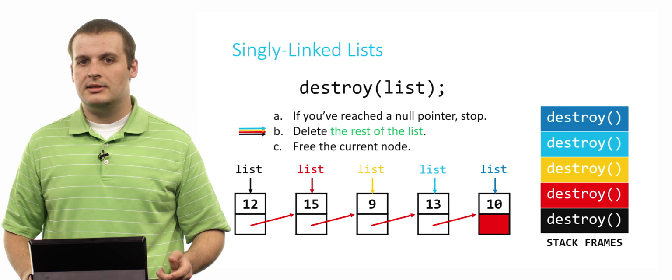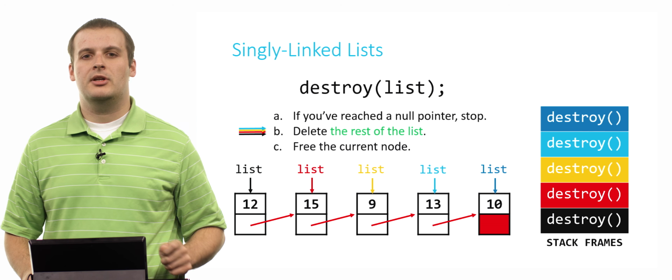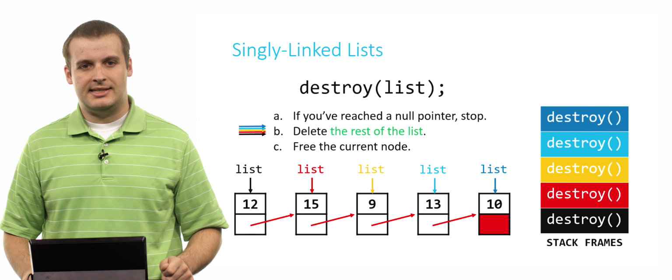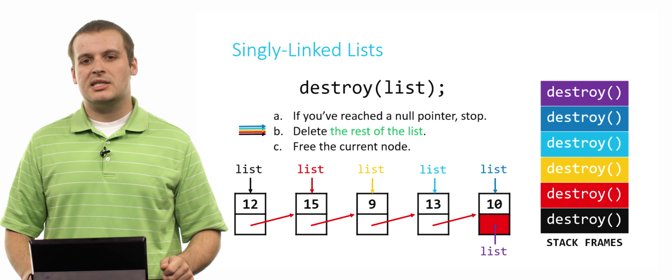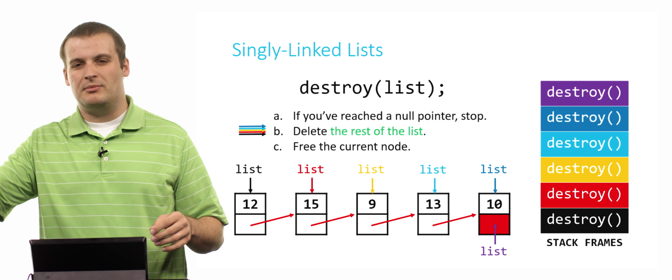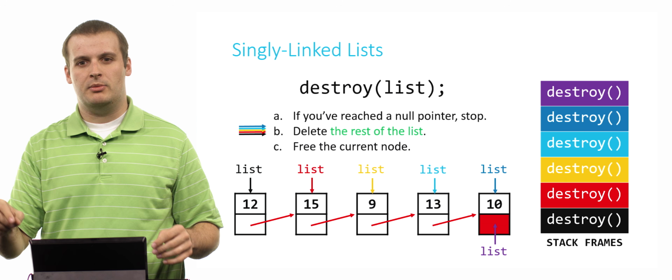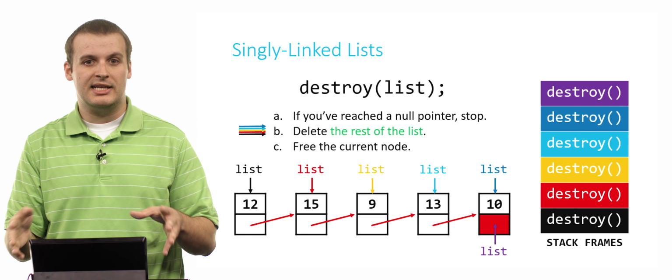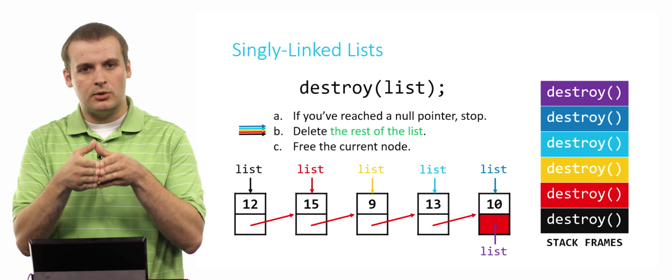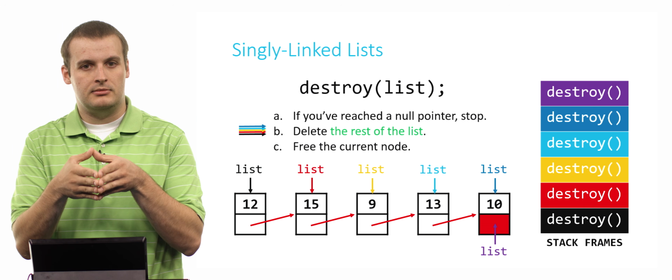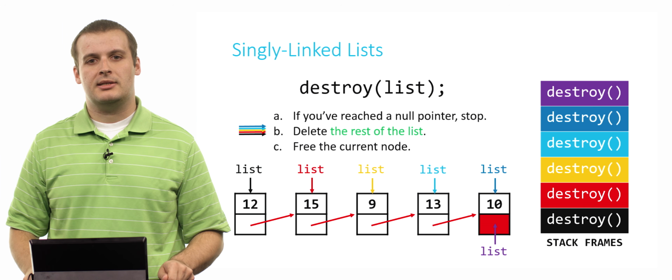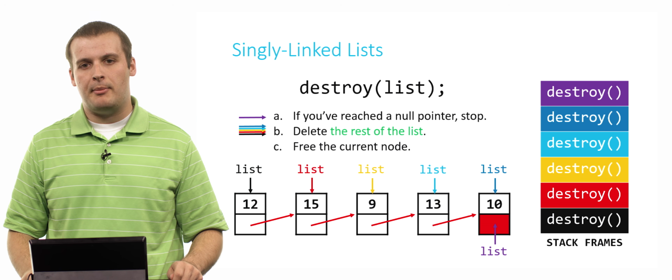10's not a null pointer. 10 contains a null pointer, but 10 is not itself a null pointer right now. And so it passes the buck too. And now list points there. If I had more space in the image, it would point to some random space that we don't know what it is. It's the null pointer though, right? List is literally now value is null. It's pointing right inside that red box. We've reached a null pointer, so we can stop.